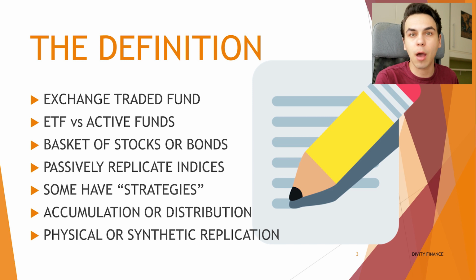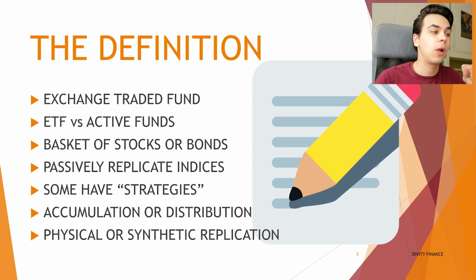So if you buy the ETF which has a distribution policy, then you will receive the dividend that is generated by the companies which are inside the index. And then we have the replication of the ETF, which can be physical replication or synthetic replication. We will talk about this also.